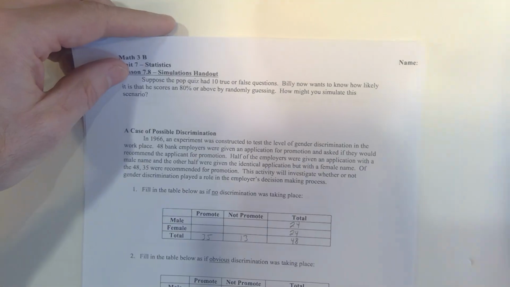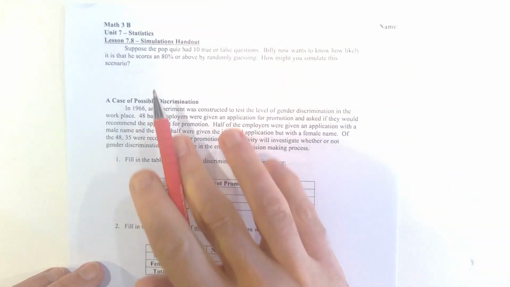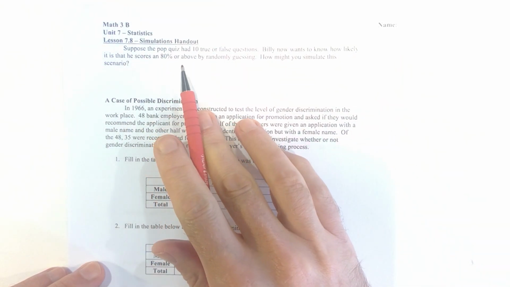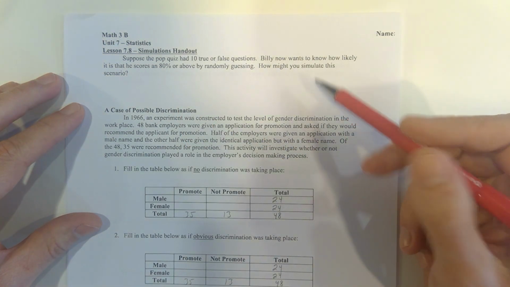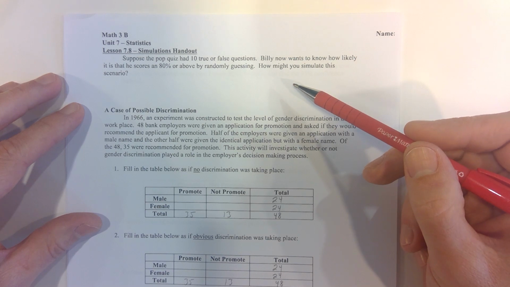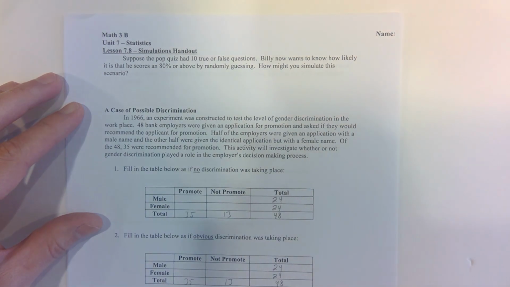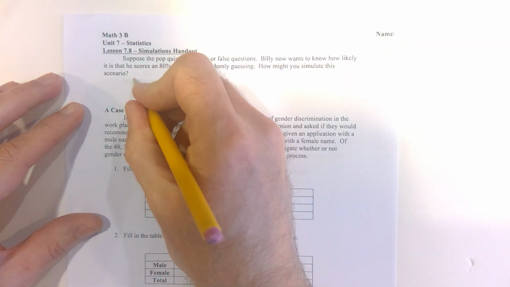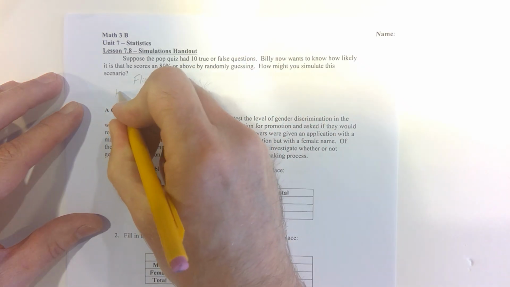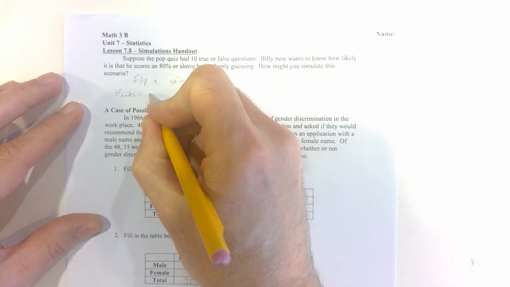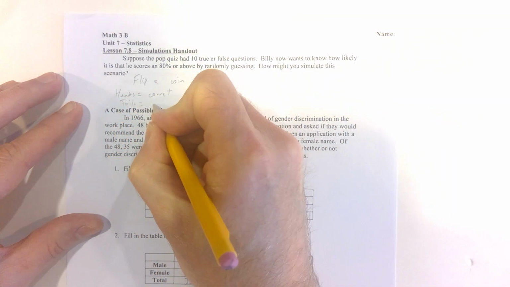Okay. Moving on. Next problem. Let's say instead of our 4-answer choice quiz, Billy had a true-false quiz. Okay, how could you simulate a true-false quiz? Well, I would say by flipping a coin. Flip the coin, heads, correct, tails, incorrect.